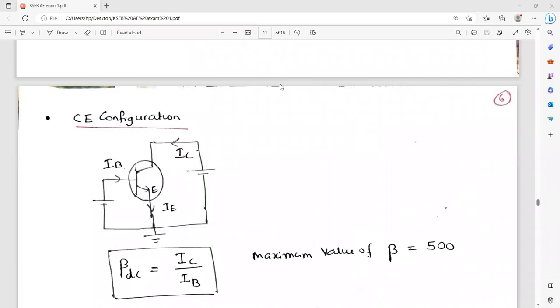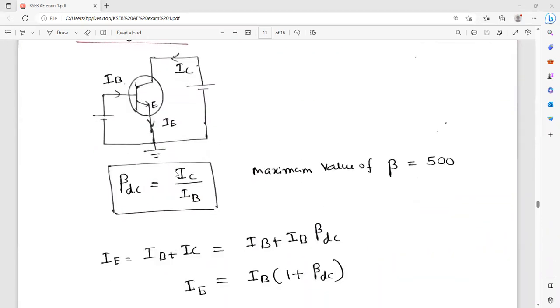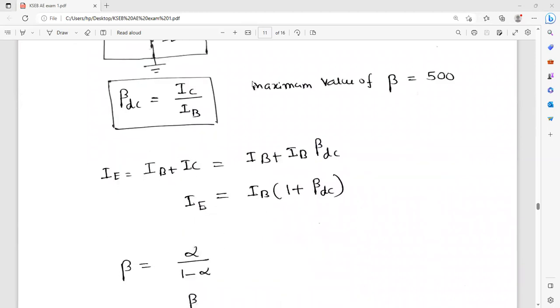Moving on to the common emitter configuration. So here you can see that the emitter is common to base and collector. Okay, so here we have to discuss another parameter called beta. So beta will be another constant. The maximum value of beta is equal to 500. It's a constant. There is no unit. Okay, it's a unitless quantity because beta is the ratio of the collector current to the base current, IC by IB. So therefore, we can write one more equation. If you already know this formula, IE is equal to IB plus IC. Now IC can be written as IB into beta DC. Therefore, IB will be taken outside. Then by simplifying the equation, IE equals IB into 1 plus beta DC.